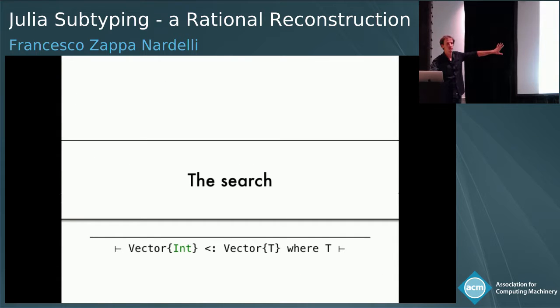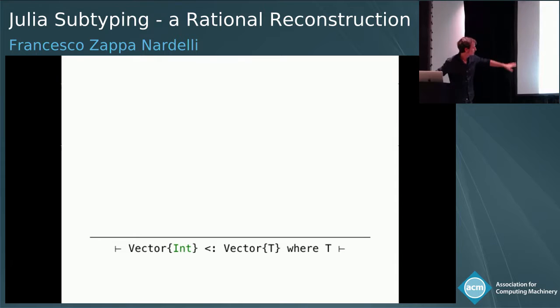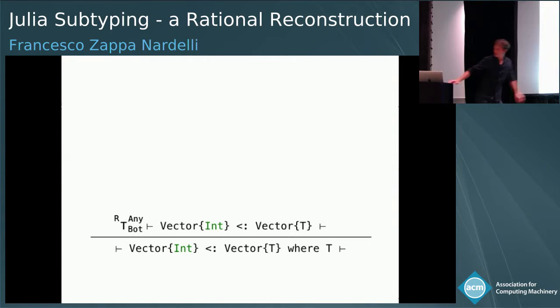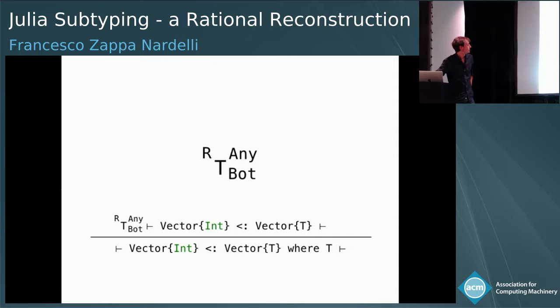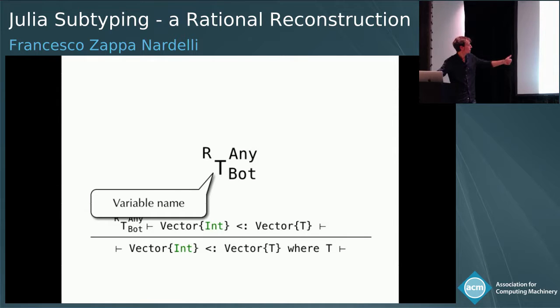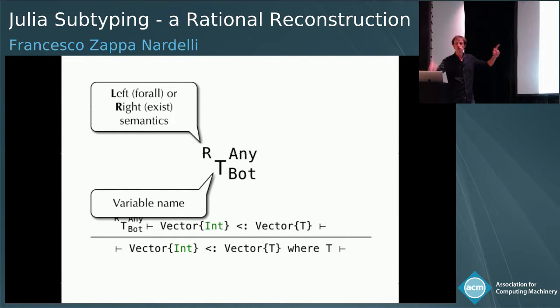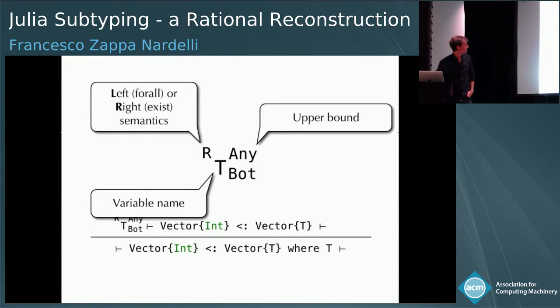What Julia really does, maybe you expect this, does a search using an environment. So to rewrite this, it will actually build an environment, which is this one, introduce the variable t. And what do we have here? We have the variable t. We keep the variable name, if it has been introduced on the left or on the right of the subtype query, so that we know if it has for all or exist semantics. And we know the upper bound and the lower bound.